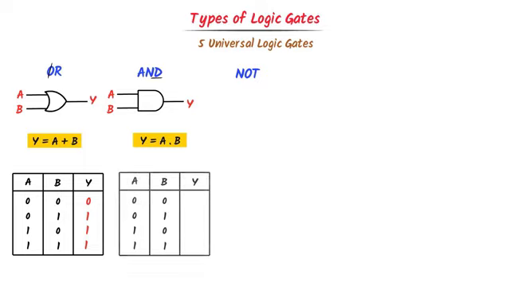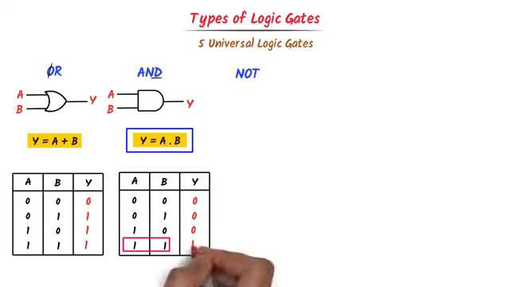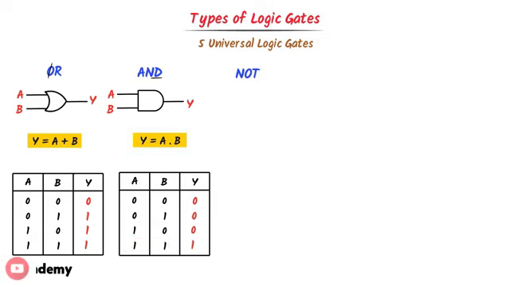Now consider this truth table along with the possible values of A and B. What about the value of Y? Well, AND gate multiplies A and B, or AND gate multiplies inputs. 0 into 0 is equal to 0, 0 into 1 equals 0, 1 into 0 equals 0, 1 into 1 equals 1. Thus this is the truth table of AND gate.